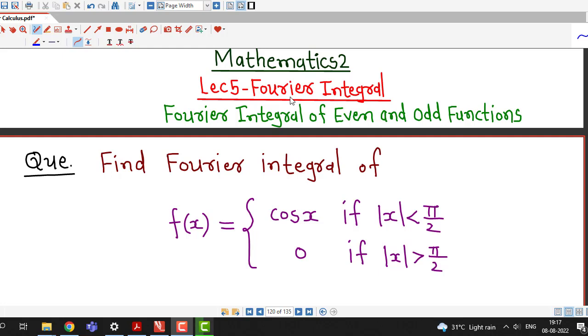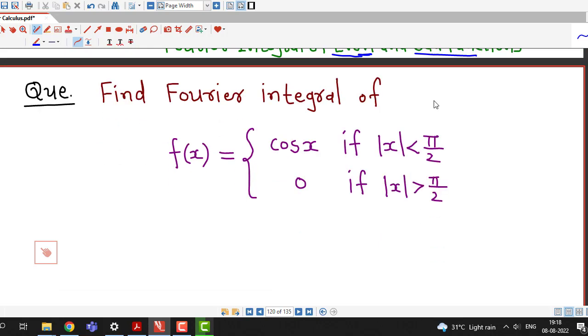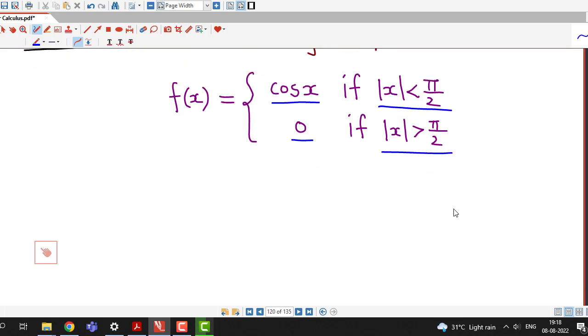In lecture number 4 we have discussed about Fourier integral of even and odd functions, and we know that Fourier integral of even function contains only cosine terms and Fourier integral of odd functions contains only sine terms. In this lecture we will discuss this question on Fourier integral of f(x) equal to cos x if mod x is less than pi by 2, 0 if mod x is greater than pi by 2. So our function is different in different intervals.